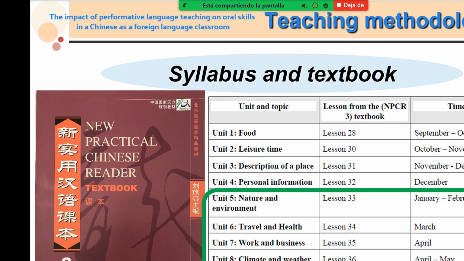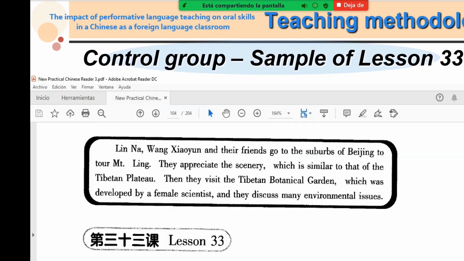The book was also the same, so we have the same school, same teacher, same textbook, but we changed the methodology. Maybe you already know this book. It's very popular in the Escuelas de Idiomas in Spain. It's called New Practical Chinese Reader. We have 4 units, as you can see in the picture, that we used in both groups.